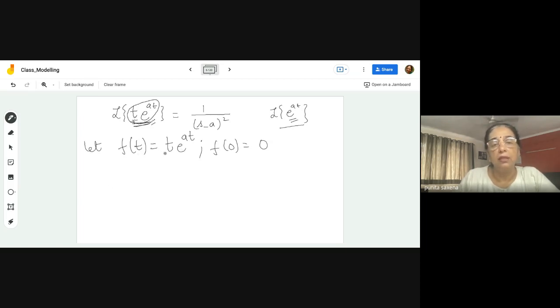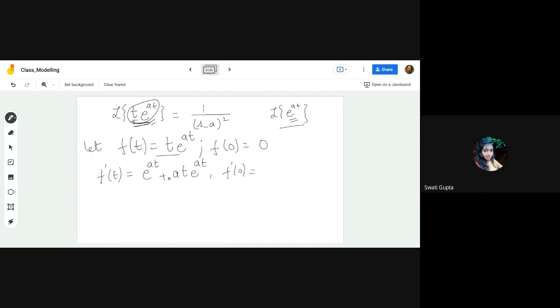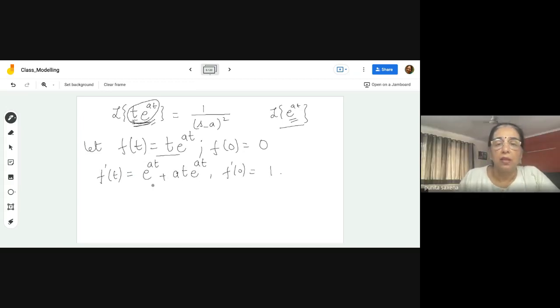When t is 0, the function is also 0. But the moment I try to find its derivative, f dash t is nothing but e to the power at plus a t e to the power at, isn't it? And what is f dash at 0? 1, right?